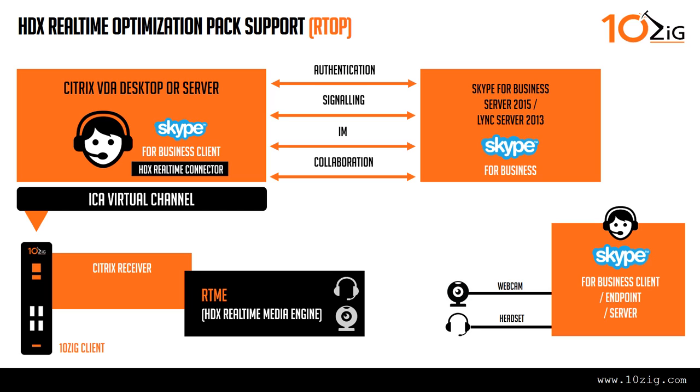The HDX RealTime Connector communicates with the HDX RealTime Media Engine, RTME, via ICA virtual channel. The HDX RealTime Media Engine is installed onto the Tenzig client device. The RealTime Media Engine is responsible for audio and video communication using headsets and webcams via RTP. Where voice or video calls are established, the HDX RealTime Connector communicates with the HDX RealTime Media Engine for enabling peer-to-peer communication between other Skype for Business clients and/or endpoints or servers.